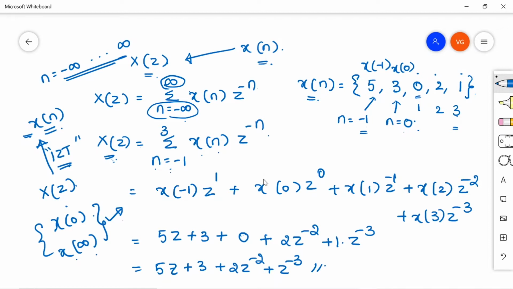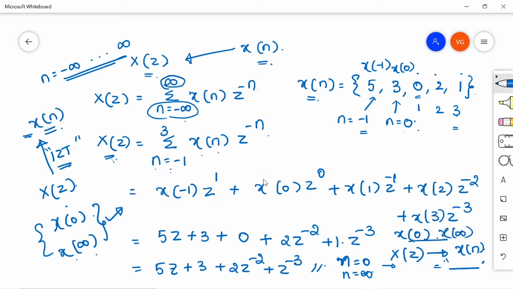Given x of z, apply inverse Z transform and get x of n. You will get x of n in the form of an equation. There you substitute n is equal to 0 once, then you will get the x of 0 value. Similarly, substitute n is equal to infinity, then you will get x of infinity. So that is the procedure. Using the initial value and final value theorems, you avoid this complex calculation, that is, converting x of z into the time domain using inverse Z transform, then putting n is equal to 0 and n is equal to infinity.